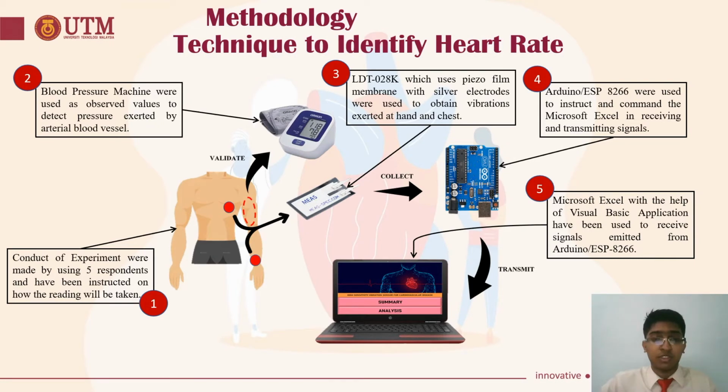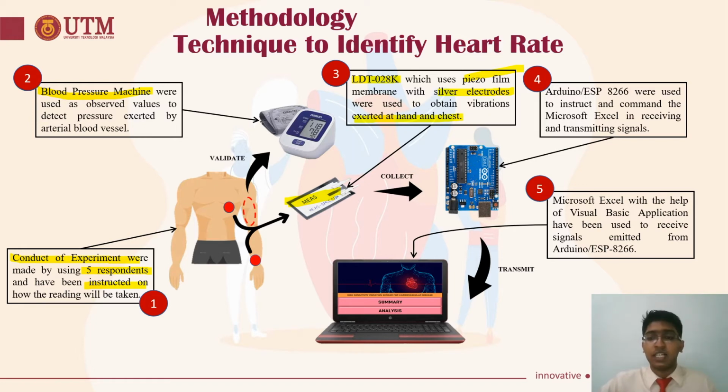For a brief explanation of the technique to identify heart rate, first, the experiment was conducted using 5 respondents, who were instructed on how the reading will be taken. Second, a blood pressure machine has been used to validate the data obtained from the piezo vibration sensor. The piezo vibration sensor used in this study is the LDT028K, which uses a piezoelectric membrane with silver electrodes to obtain the vibrations exerted at the hand and chest.